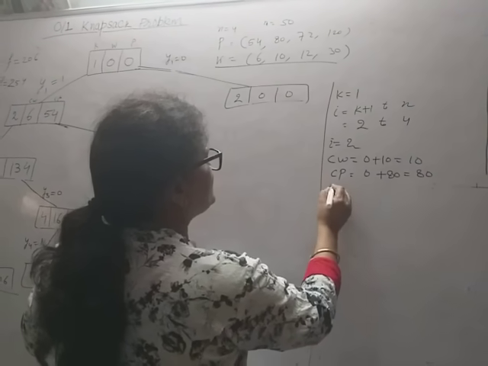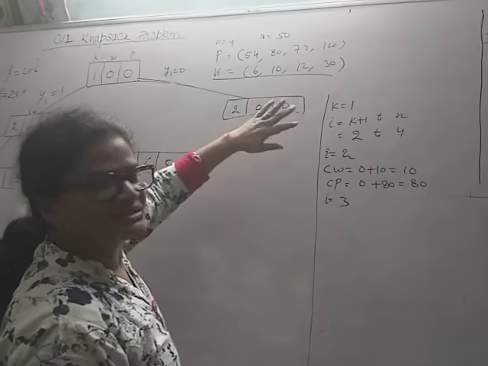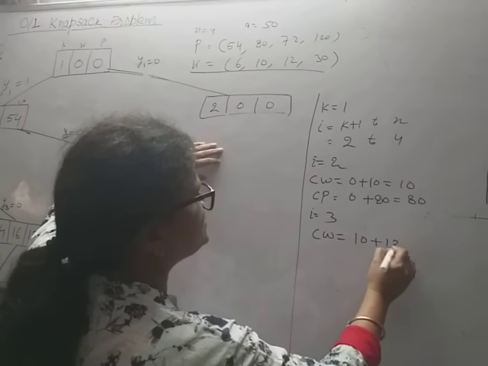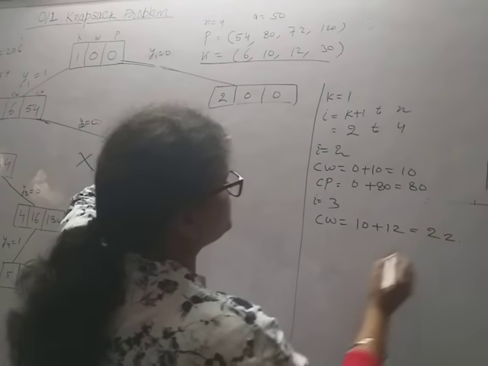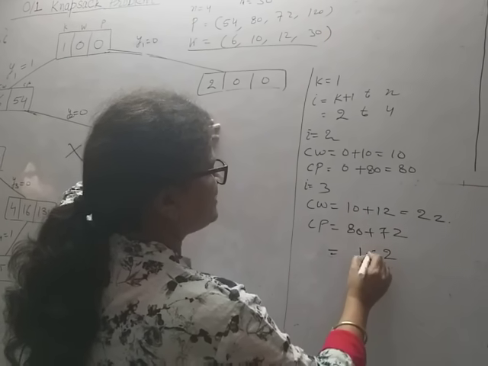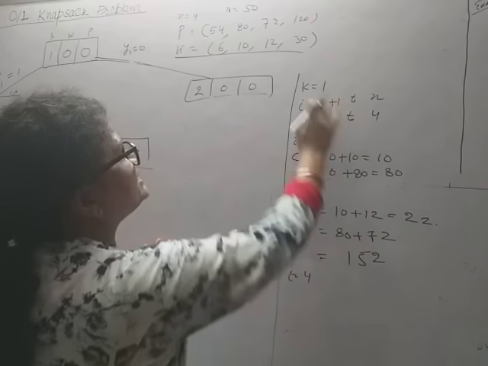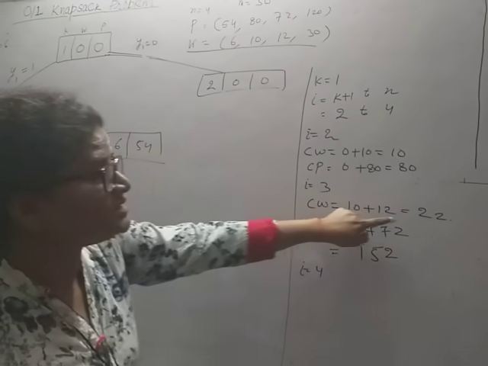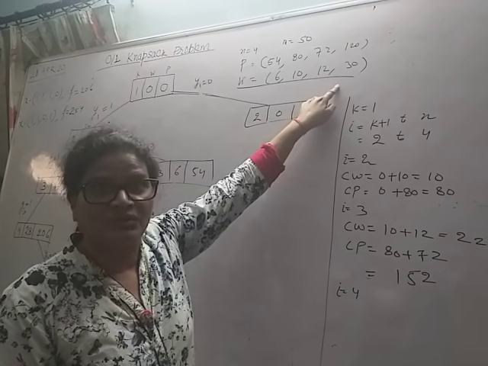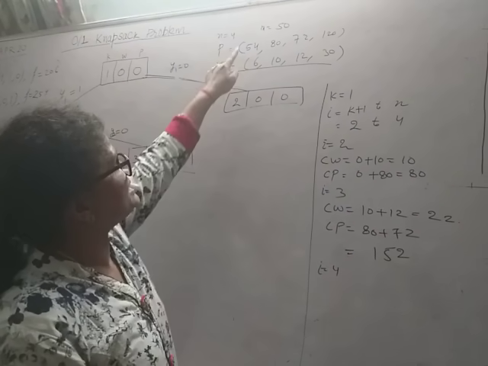Okay? Now I equal to 3. The current weight is 10 and the next weight is 12, which is less than or equal to 50. So I equal to 3: current weight is 10 plus 12, that is 22, and current profit is 80 plus 72, that is 152. Okay. Now I equal to 4. Current weight 22 plus 30 is 52. 52 is exceeding the knapsack capacity 50.